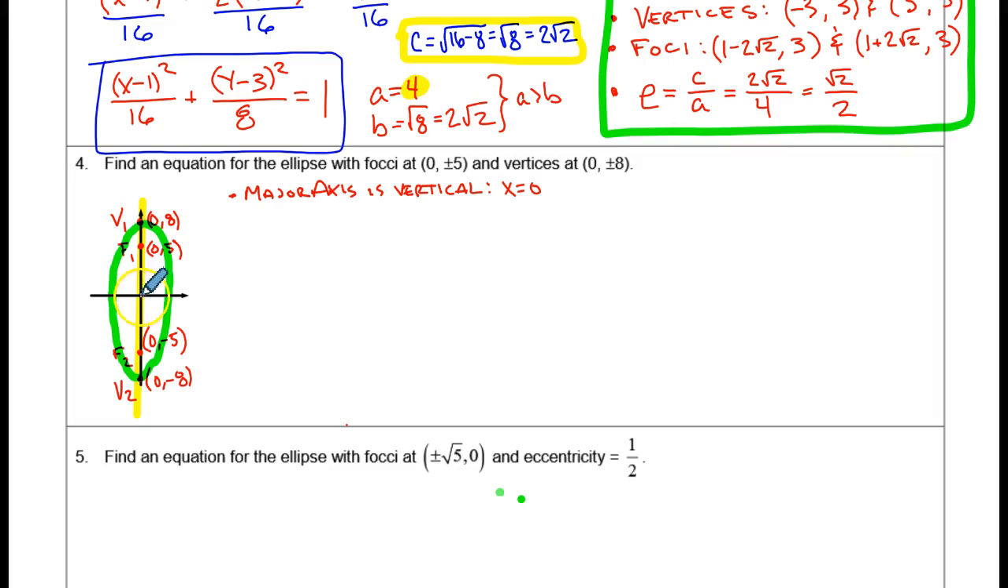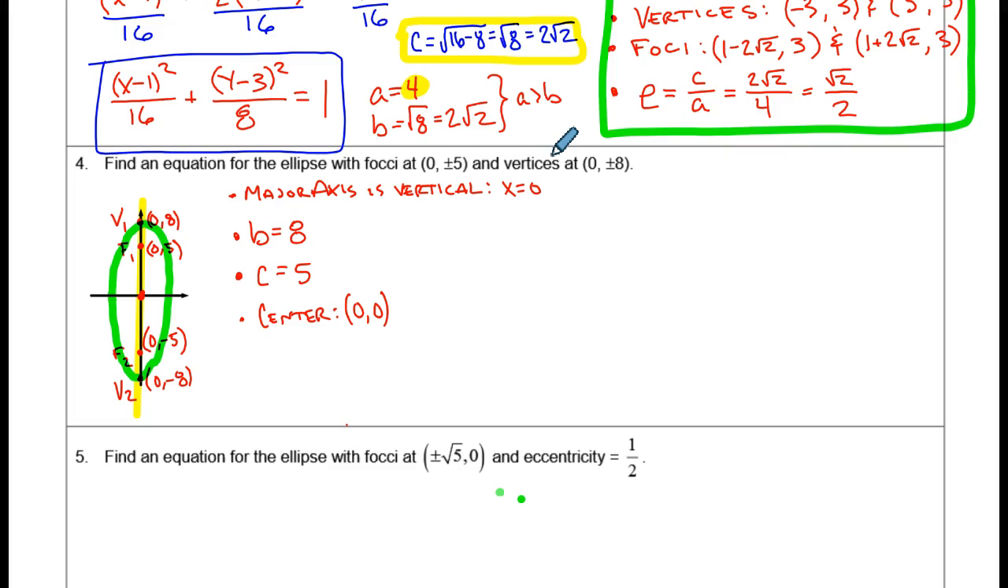So distance from center to vertex is the B value. So we know B equals 8. And we know distance from center to focus is the C value. So we also have C equals 5. And I already mentioned this, it kind of goes without saying, but the center is at 0, comma 0. So that's all the information we can get just from the given information.